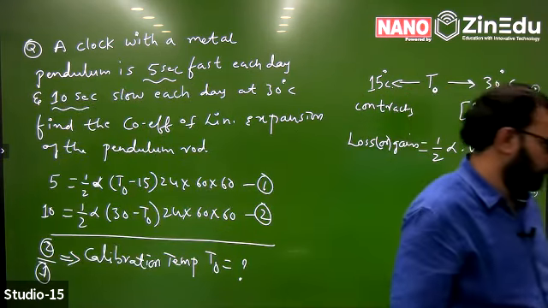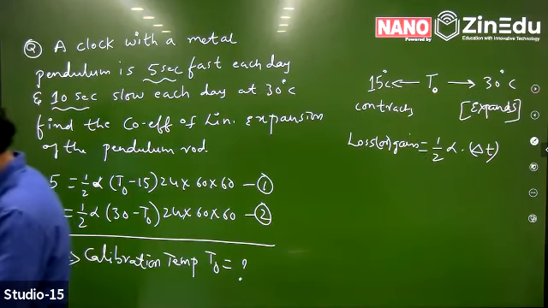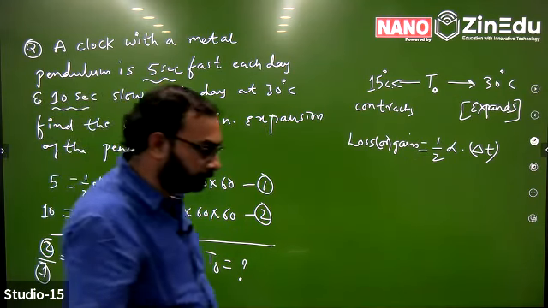So first you can calculate this T naught value. Any answers for T naught?